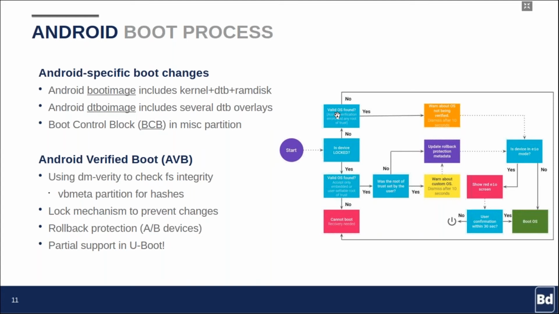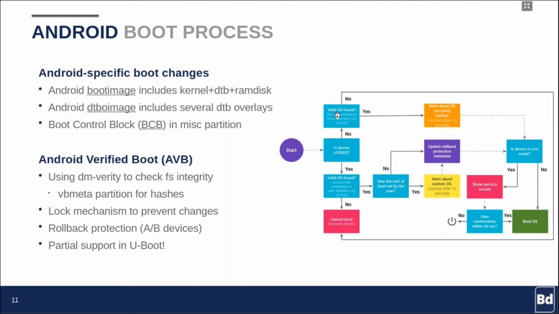Then it also added something called the boot control block, or BCB, which is basically the communication between the OS and the bootloader, as there was no equivalent in the Linux world. So basically here it is used when the OS wants to, for instance, reboot into fastboot mode or reboot into recovery. It writes something to the boot control block, and then the bootloader can read that message and do what is necessary.